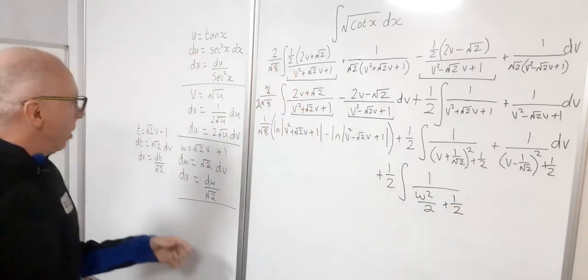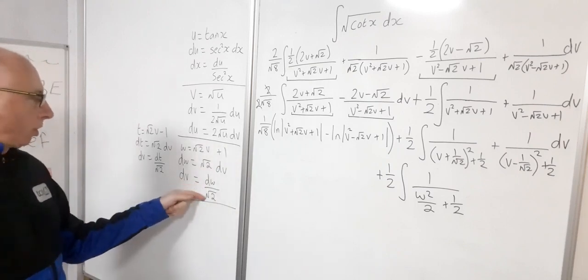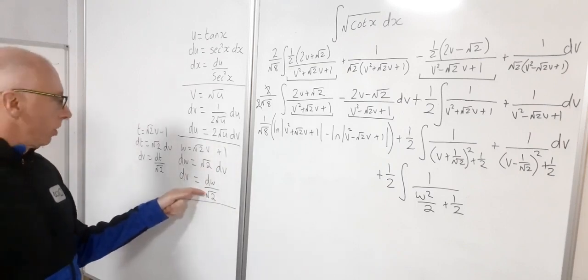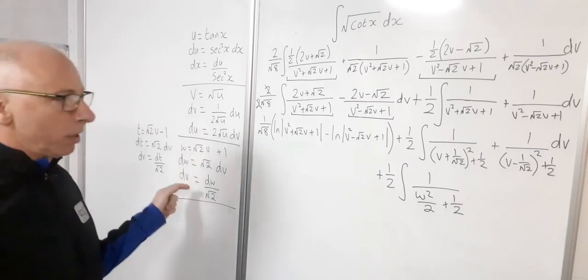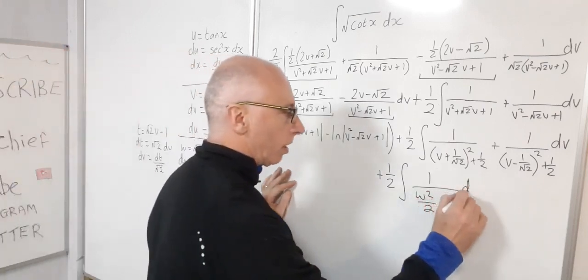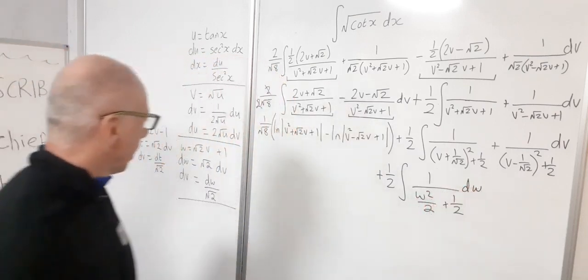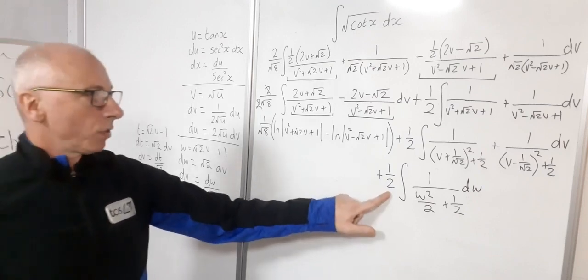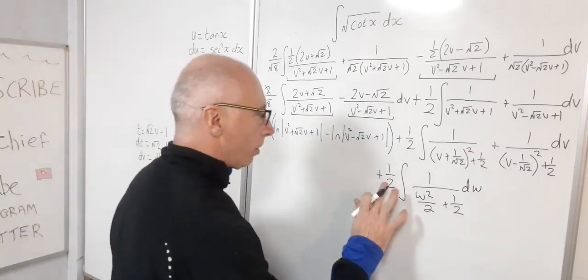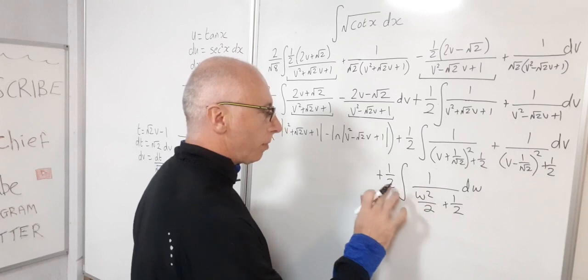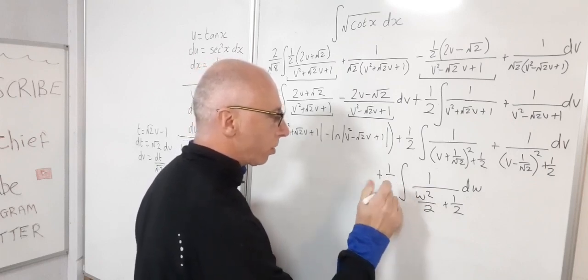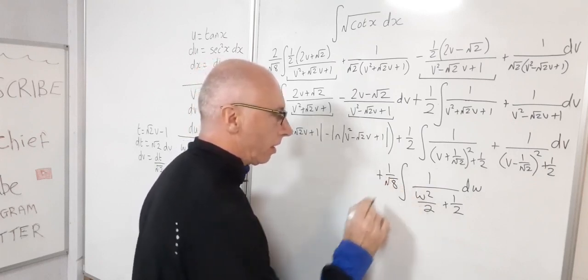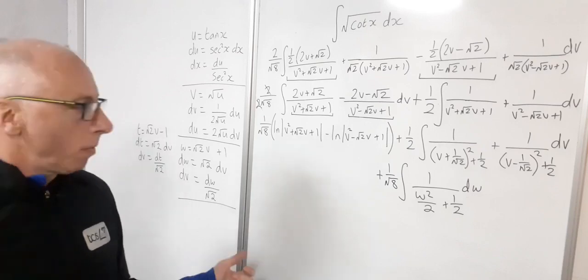And then here we've got root 2 dw. So that's what our dv becomes. So dv becomes dw. And then square root of 2 we bring out here. So instead of 2 times square root of 2, I'm just going to write that as square root of 8. So that takes care of that one.